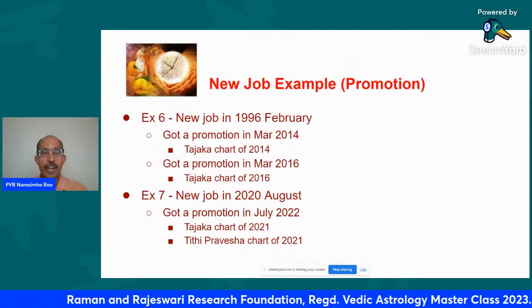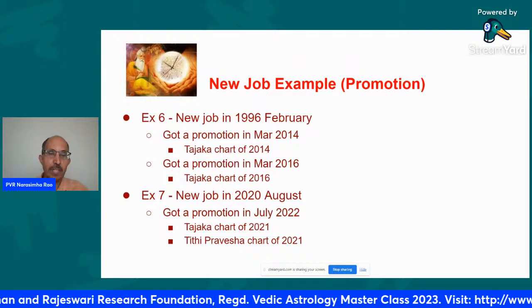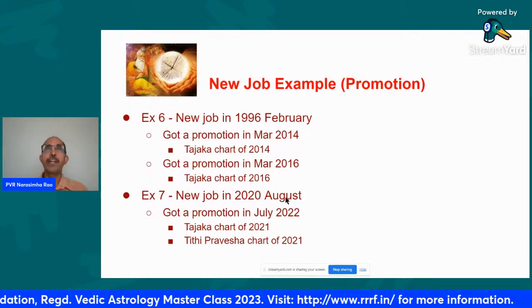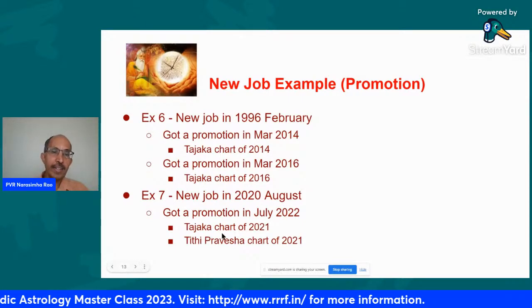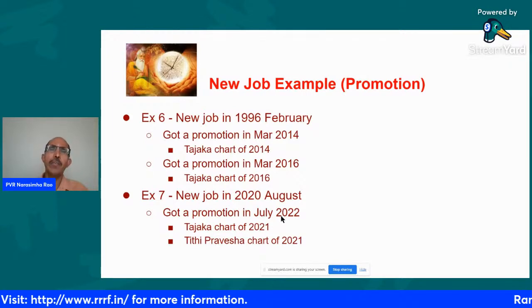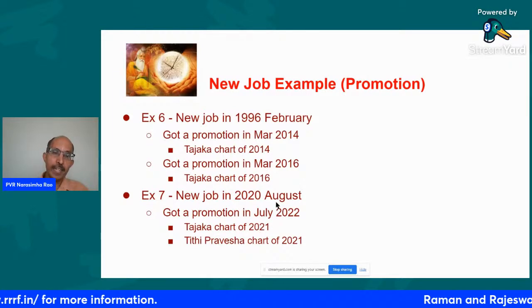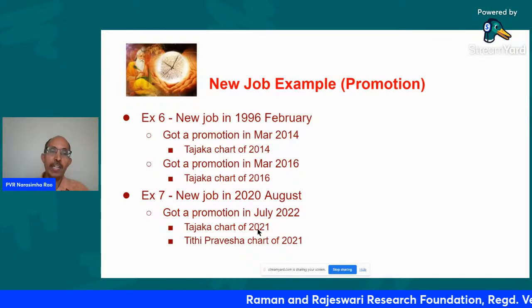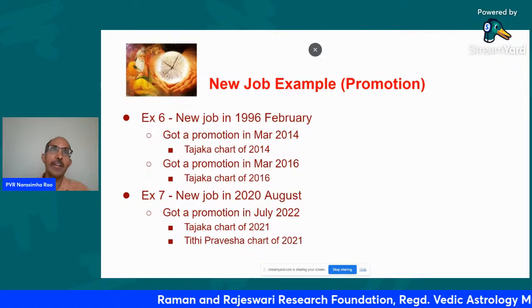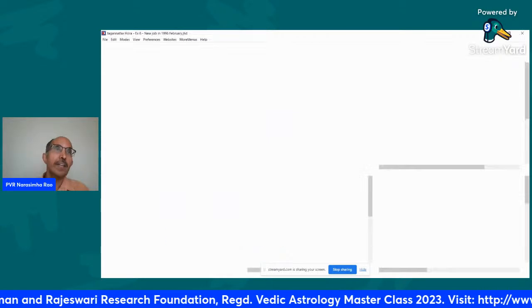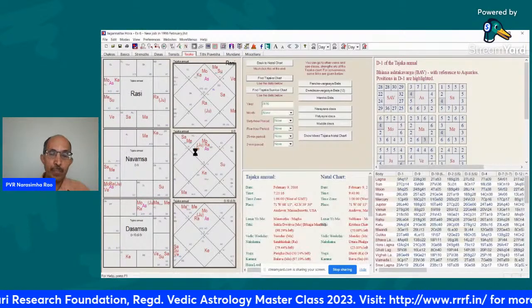And finally, last promotion example. Let's look at example 7. New job in 2020 August. He started in 2020 August, and he got promoted in 2022 July. But because it is before August, before the new chart commences for that year, you look at the 2021 chart. So let's look at the 2021 example 7.